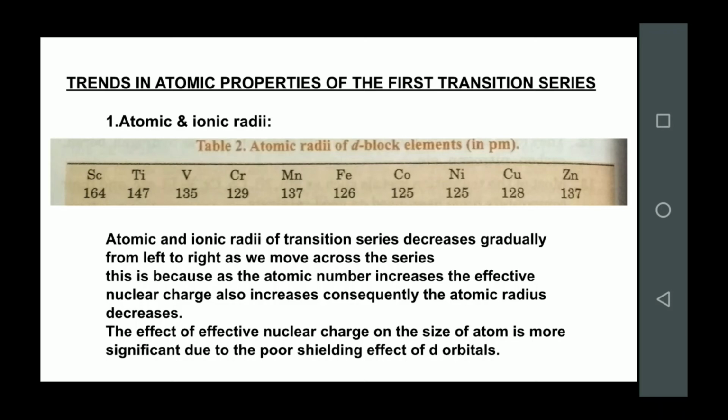So in general you can say the atomic and ionic radii of the transition series decrease gradually from left to right, that is from scandium to zinc. This is happening because the atomic number increases by 1: scandium is 21, then titanium is 22, like that. When we move from left to right and the atomic number increases, the effective nuclear charge also increases. The effective nuclear charge is responsible for the attraction of the outer electron with the nucleus.